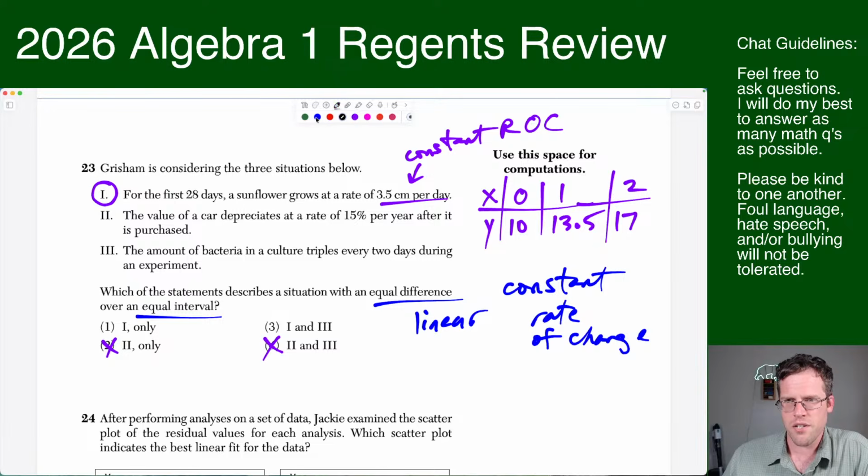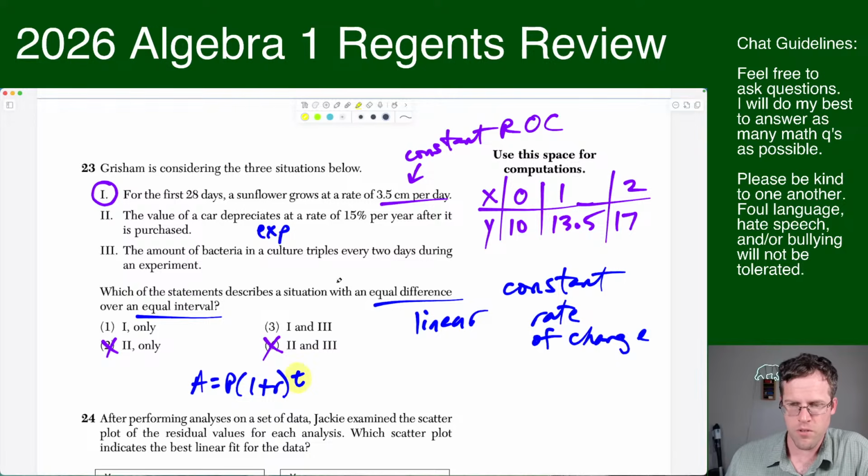Now, depreciation is exponential in this case. That's this formula. When you have a variable that is an exponent, this is exponential.